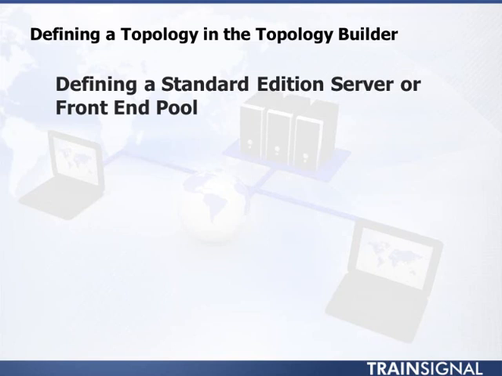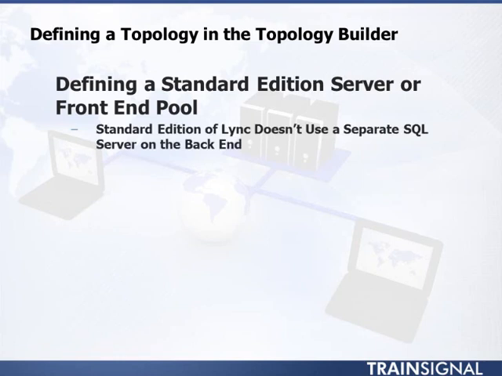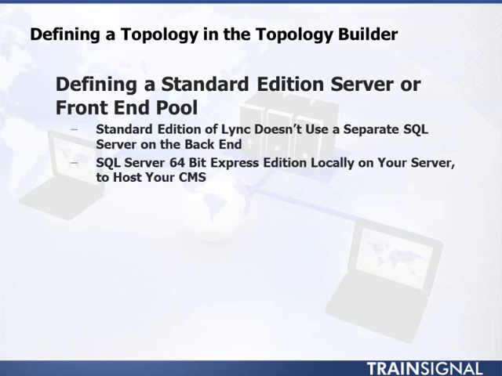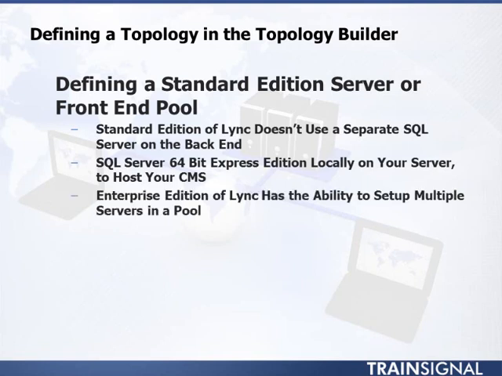From inside of the Topology Builder, after we go in and we define a site, we're then going to be prompted to define a pool, and a pool can be either the Standard Edition or the Enterprise Edition. With the Standard Edition of Microsoft Lync, we do not use a separate SQL Server on the back end. You will be using the SQL Server 64-bit Express Edition locally on your server to host your CMS. With the Enterprise Edition of Microsoft Lync, we have the ability to set up multiple servers in a pool. So if one of your servers goes down, that's okay because we now have other servers that can handle the load. It provides a true higher level of availability to your application services for your clients.